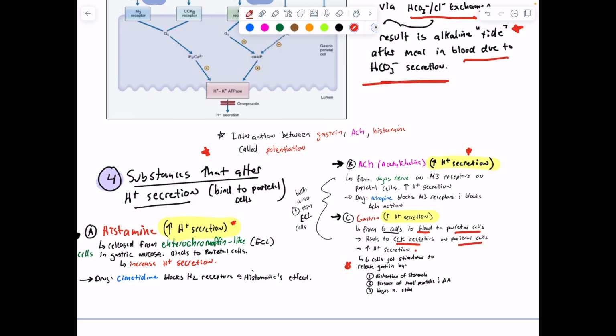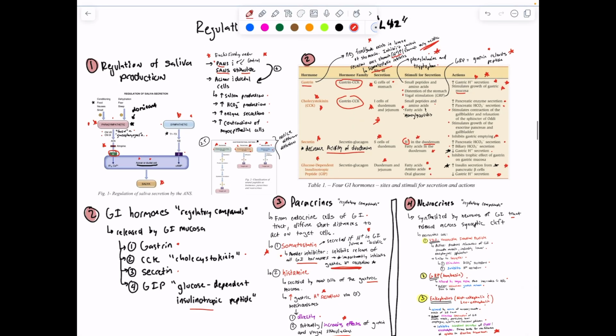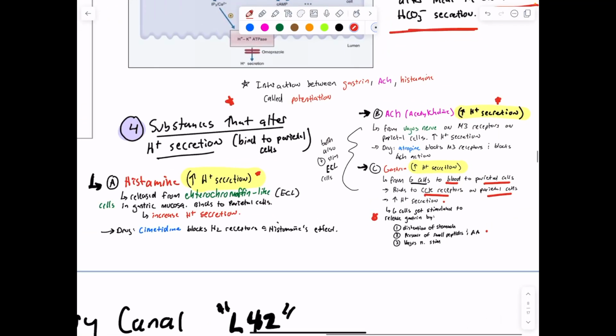And then we know that G cells get stimulated to release gastrin by the presence of small peptides. We said tryptophan, and we said phenylalanine. All right, and then we said distension of the stomach will also stimulate gastrin to be released.